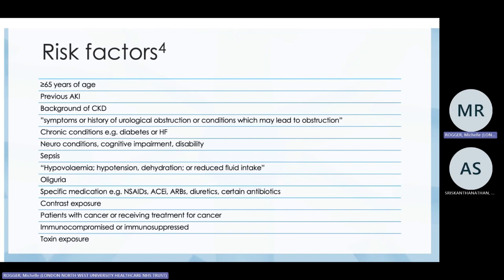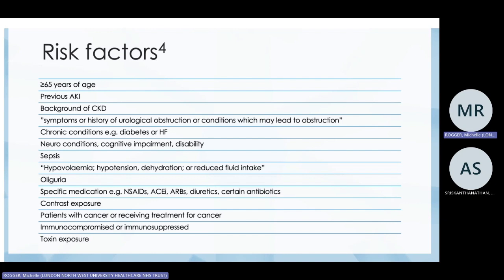People with chronic conditions such as diabetes or heart failure, neurological conditions or cognitive impairment, certain disabilities that might lead to reduced oral intake, sepsis, and that links nicely with the next things: hypovolemia, hypotension, dehydration, or reduced oral intake, oliguria as well. Okay, specific medications I mentioned earlier in the causes, so NSAIDs, ACE inhibitors, ARBs, diuretics, some antibiotics as well. Contrast exposure can also cause AKIs.